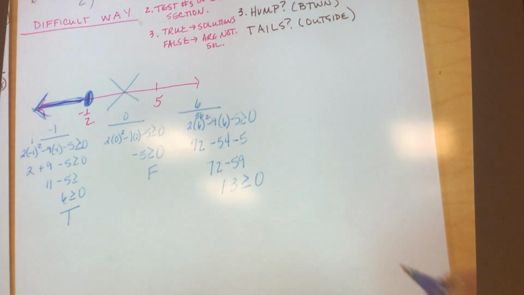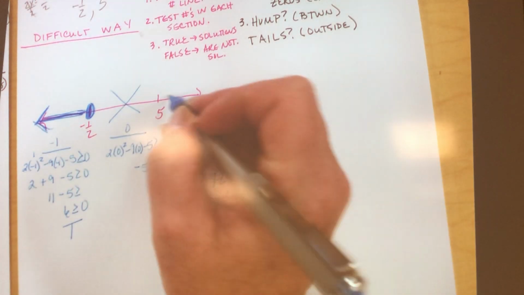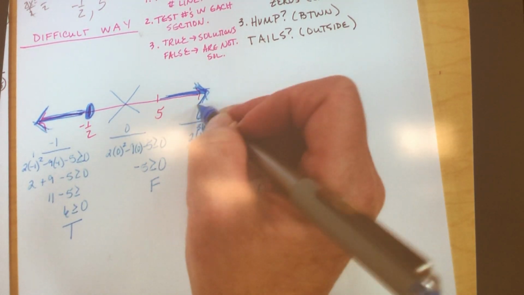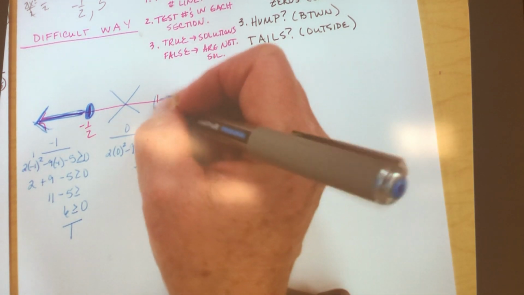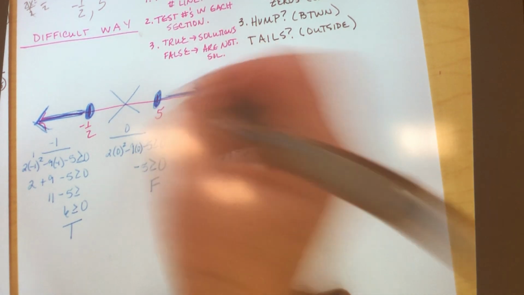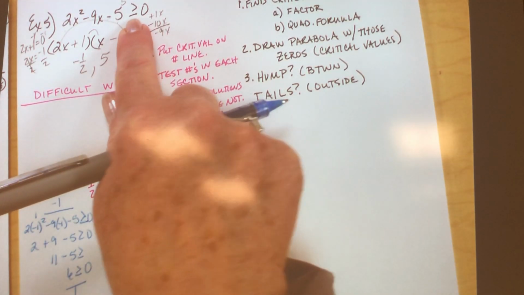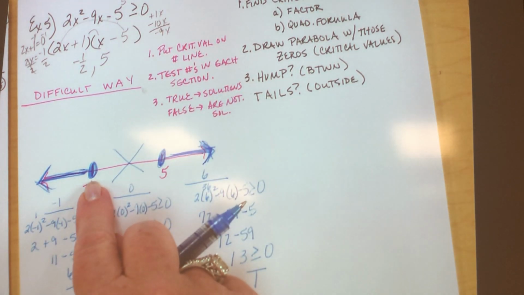So 13 is greater than or equal to 0. True or false? True. So all the points over here make true statements. Does it include the 5? Yes. Is that only if it's "or equal to"? Yes. If this had not been "or equal to," that's a very good question, this would have been an open dot.